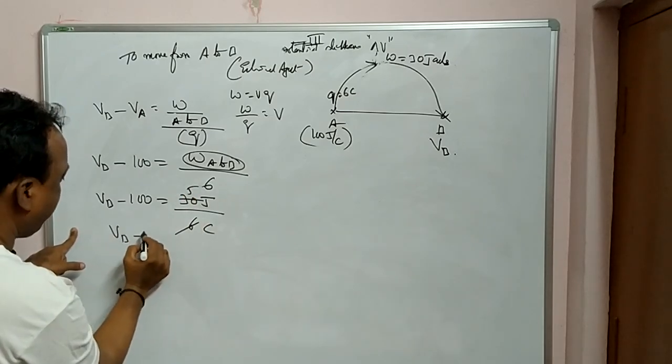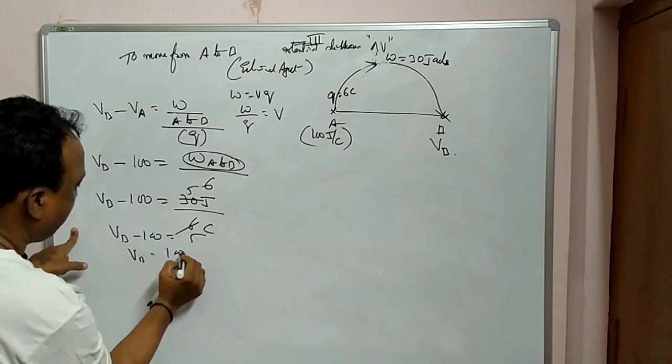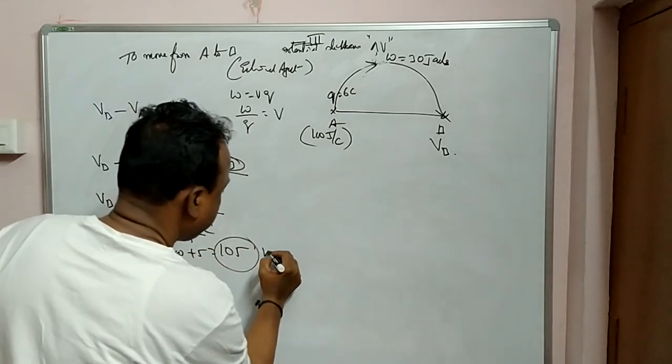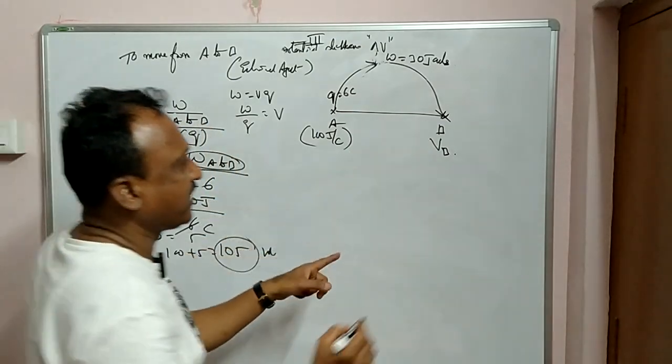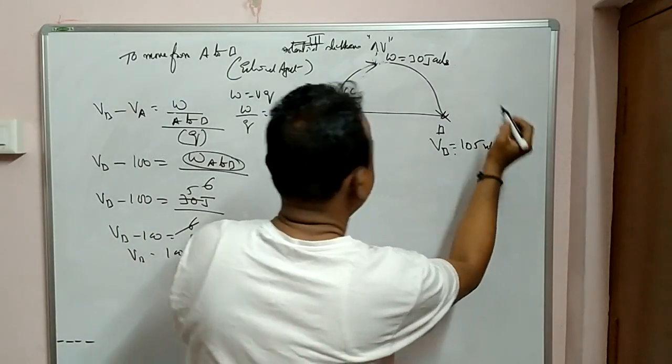So VB minus 100 is equal to 5. VB is equal to 100 plus 5, that is 105 volts. So this is the potential at B, that is 105 volts.